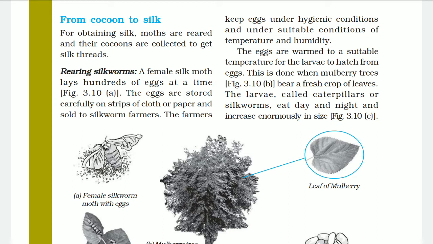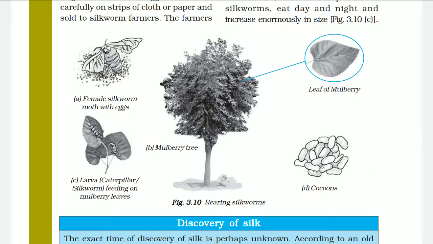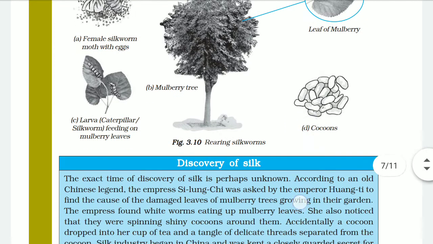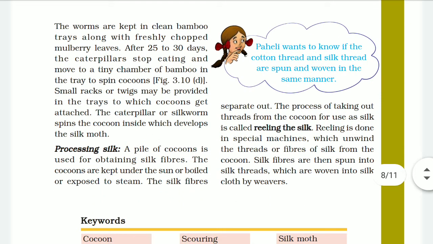This is done when the mulberry trees bear a fresh crop of leaves. The larvae, called caterpillars or silkworms, eat day and night and increase enormously in size. So once the eggs hatch, they are fed on mulberry leaves so that they can get big in size. The worms are kept in clean bamboo trays along with freshly chopped mulberry leaves.